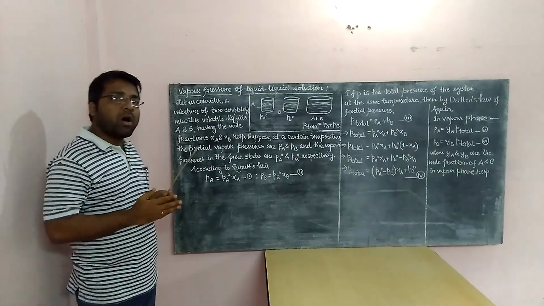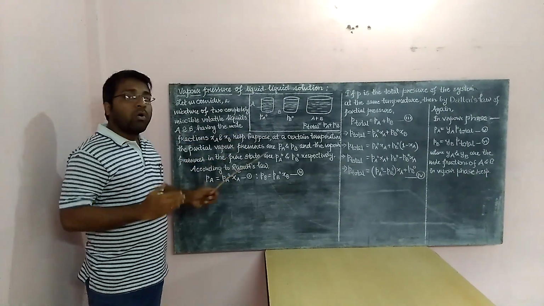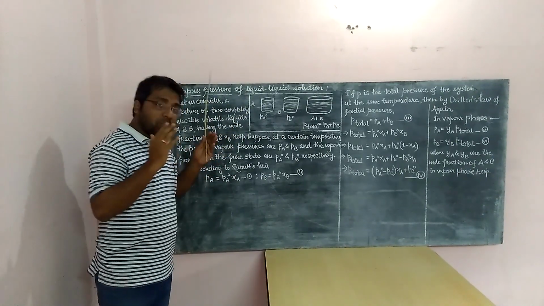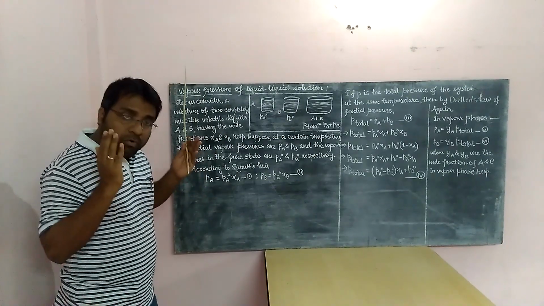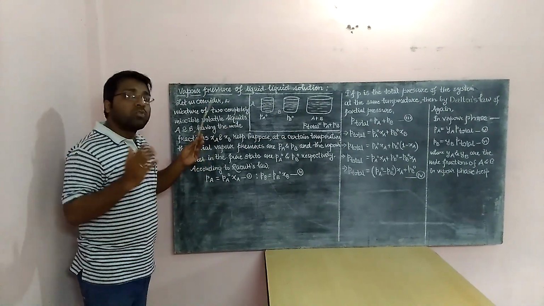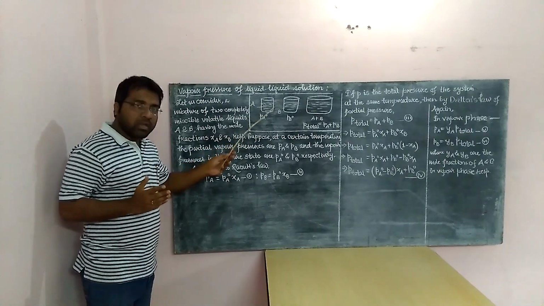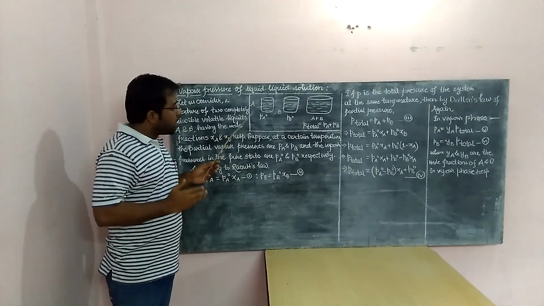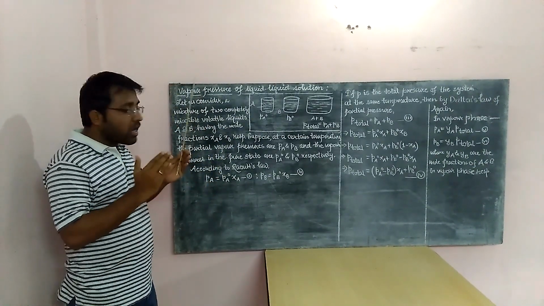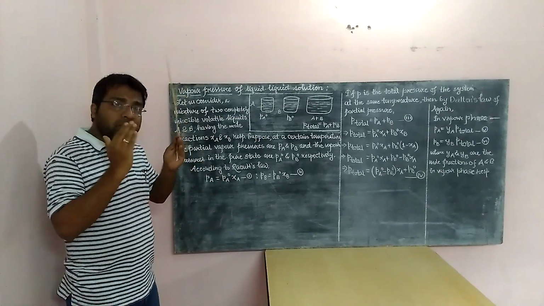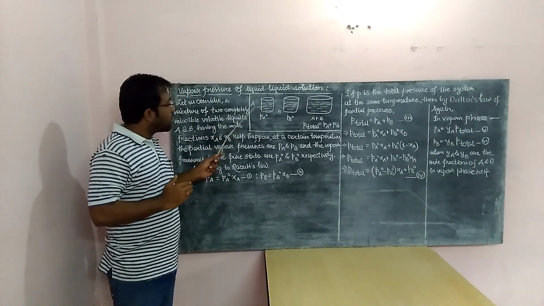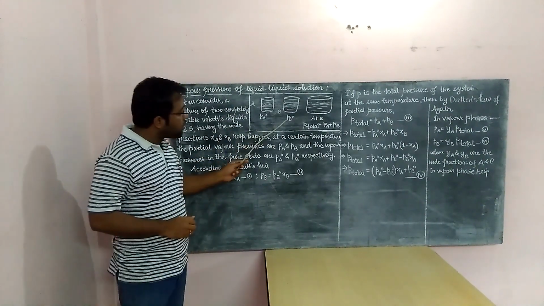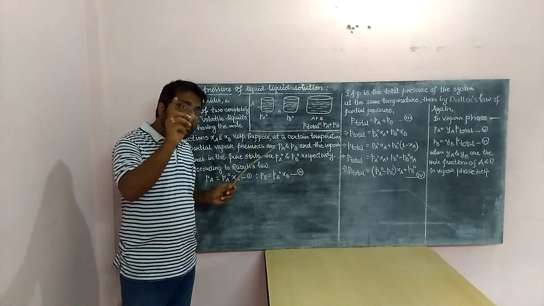So here we'll be discussing such a solution which is made up of two liquid components, and both the two liquid components are in vapor phase. So let's say two volatile components A and B, and their vapor pressure in the pure state, meaning when they are not mixed with any other component. In pure state, let's say PA0 is the vapor pressure of the component A and PB0 is the vapor pressure of the component B.